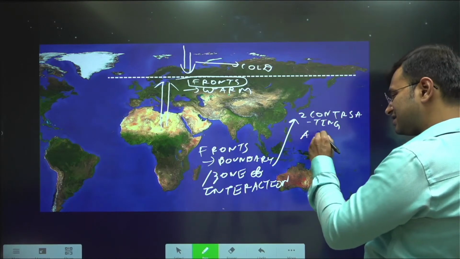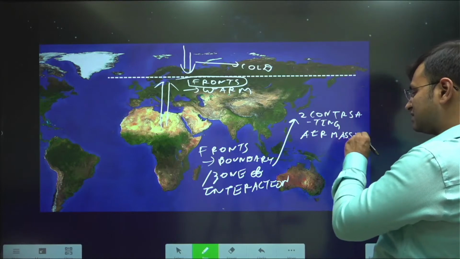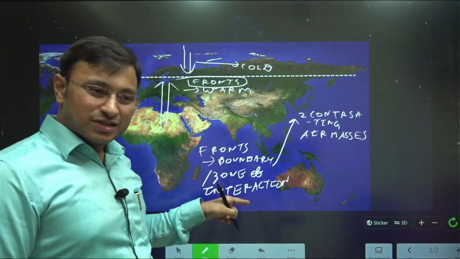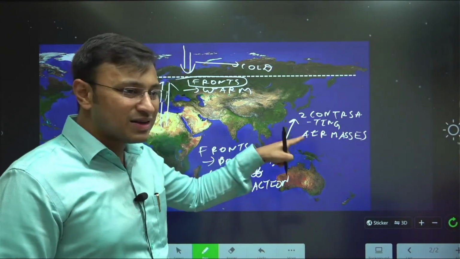air masses. Fronts are the boundaries of interaction of two contrasting air masses. So what does this mean?